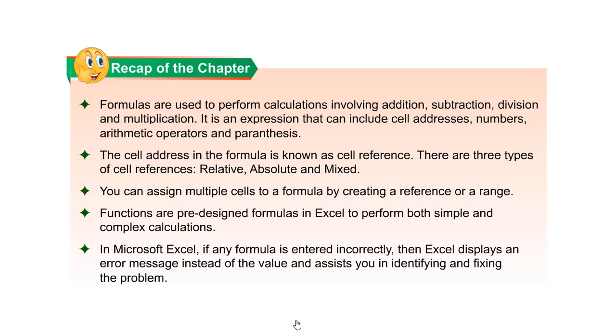Now cell address. The cell address in a formula is known as cell reference, like A1, A2, B1, B2, and three types of cell references, which we have done also: relative, absolute and mixed. And the third point is you can assign multiple cells to a formula by creating a reference or a range. This also I have explained to you. Like more than one cell in continuity which we want to select, so in place of writing the name of all the cells, we can use a range, like A1 to A9 or B1 to B7. So this is known as a reference also.